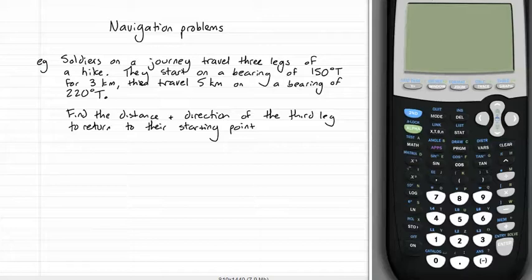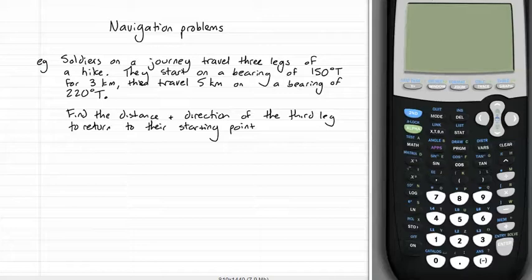This is a frequently used type of navigational problem. We need to find the distance back to their starting point, but also the direction, more importantly, that they need to travel to get back to their starting point.